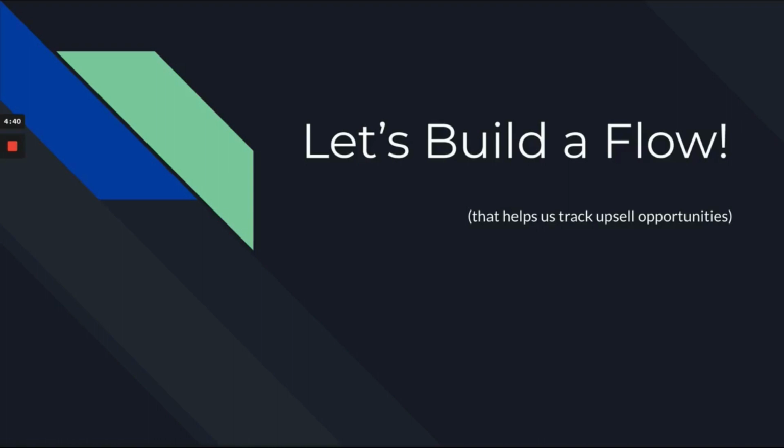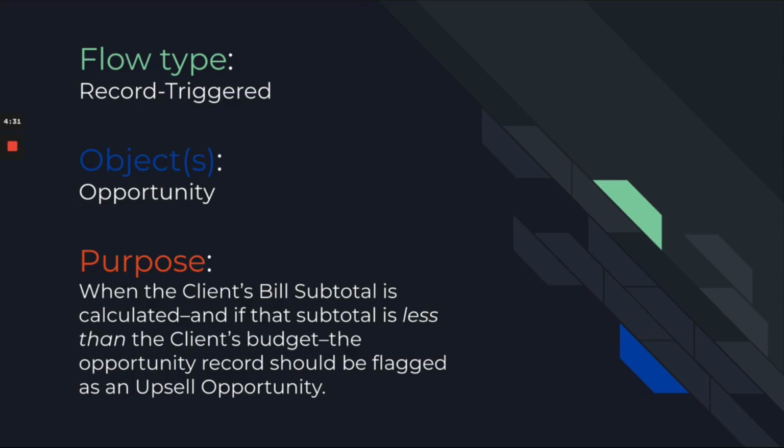Specifically, this flow is going to help us track opportunity records where we can upsell in order to maximize revenue. So here are the main objectives. We're going to create a flow type that is record triggered. The object that it's going to work on is the opportunity object, and the purpose of this flow is as follows. When the client's bill subtotal is calculated, and if that subtotal is less than the client's budget, the opportunity record should be flagged as an upsell opportunity.